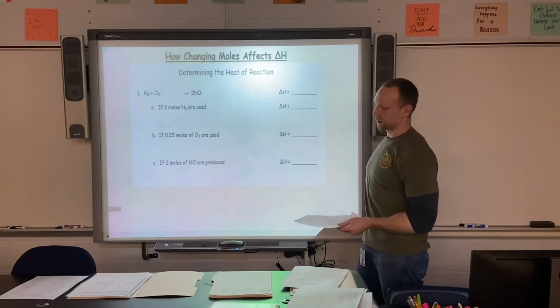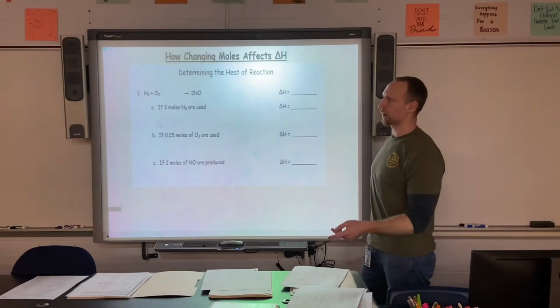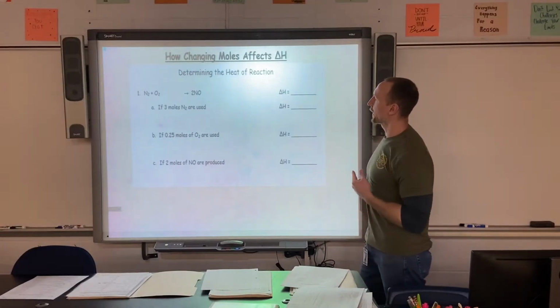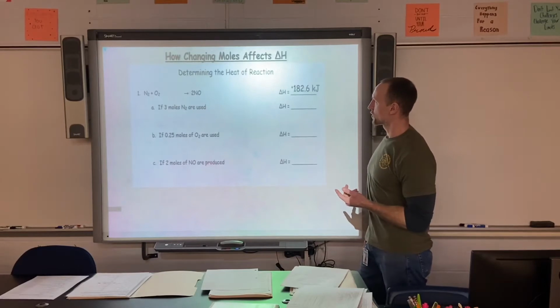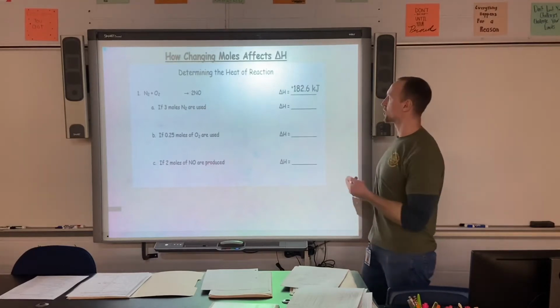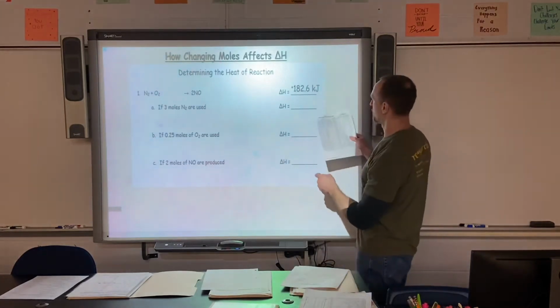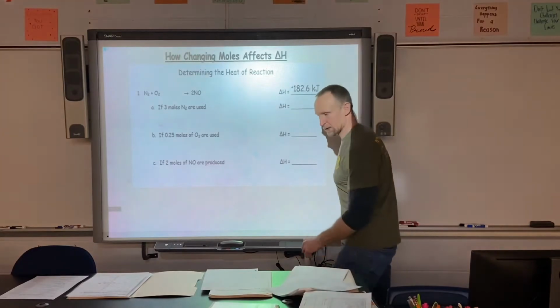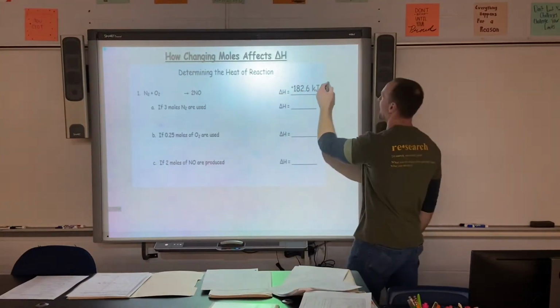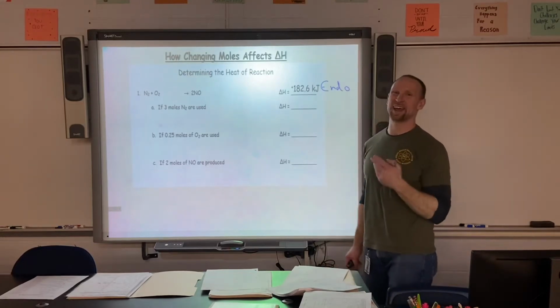So number one, N2 plus O2 makes 2NO. Let's find this reaction on Table I and look up our delta H. So we go to Table I and we see our delta H is positive 182.6 kilojoules. That's right over here. All right, so remember what that means. That's telling us that we're dealing with an endothermic reaction. Energy is entering.